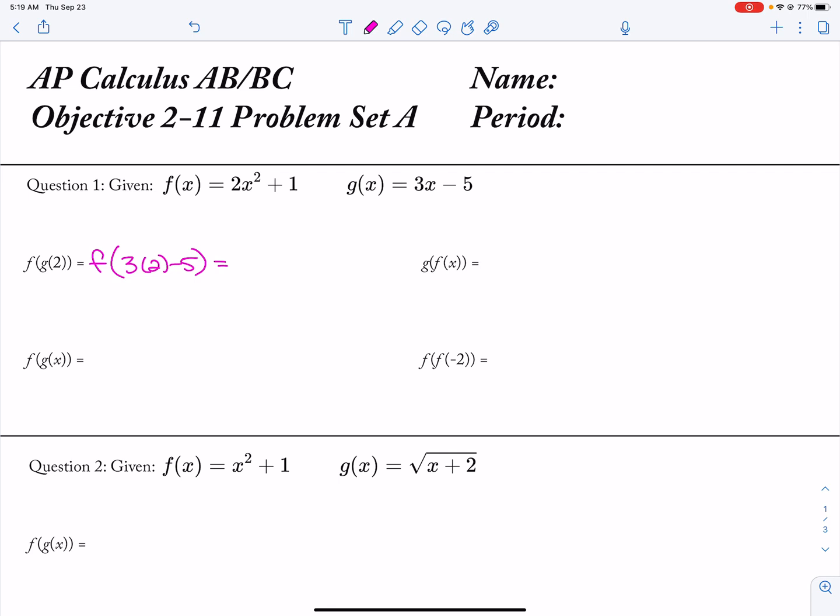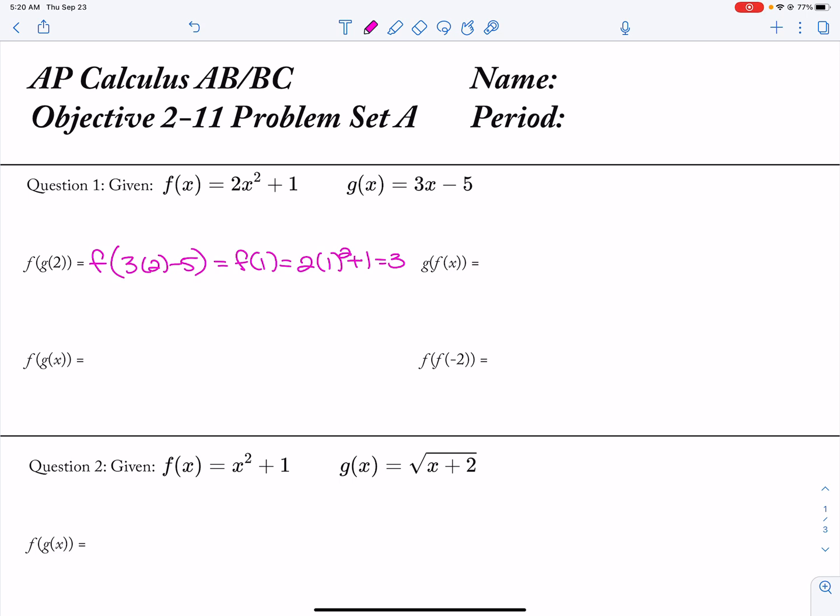And then what I'm doing is I'm plugging this in. So this is 6 minus 5, which is 1. So then f of 1 is 2 times 1 squared plus 1. So then I get 3. Okay. F of g of x.